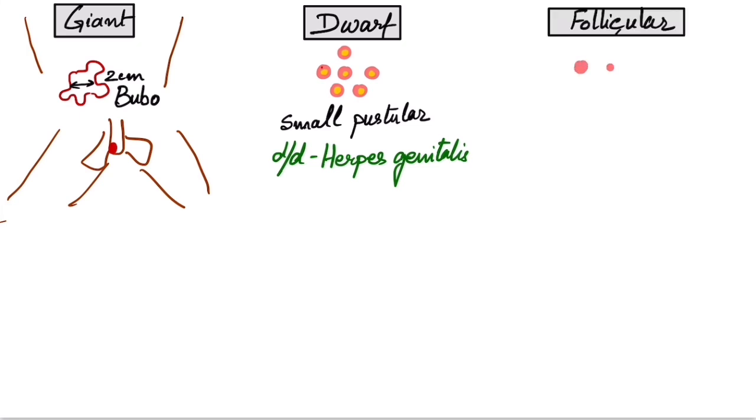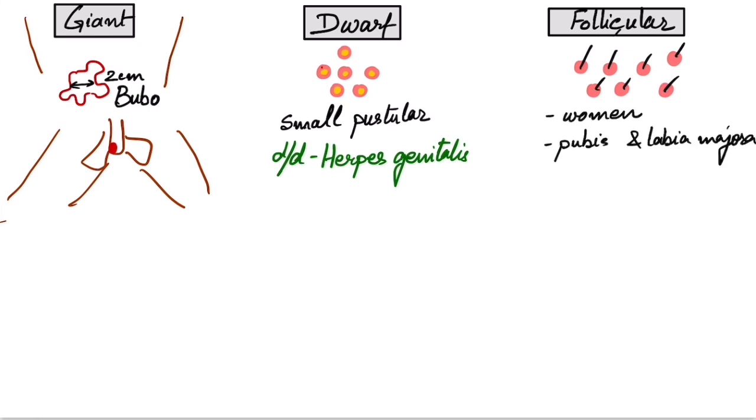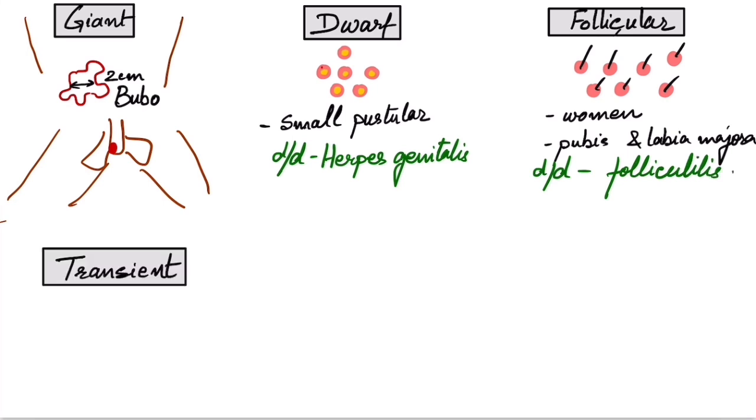The next one is the follicular Chancroid. Here the ulcers are in the follicular distribution and they are mainly seen in women because of the hairy area of pubis and labia majora. It looks like folliculitis. Moving on to the fourth type, it is transient ulcer and it is very superficial and very transient. It heals and the bubo remains. So it is also confused with LGV.